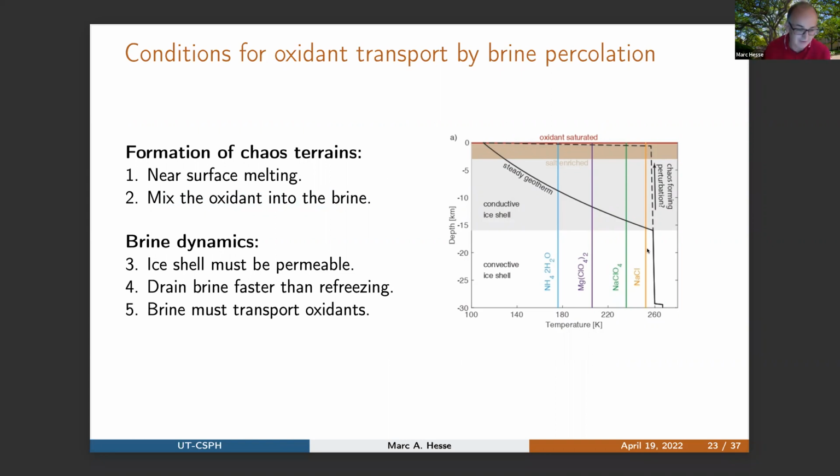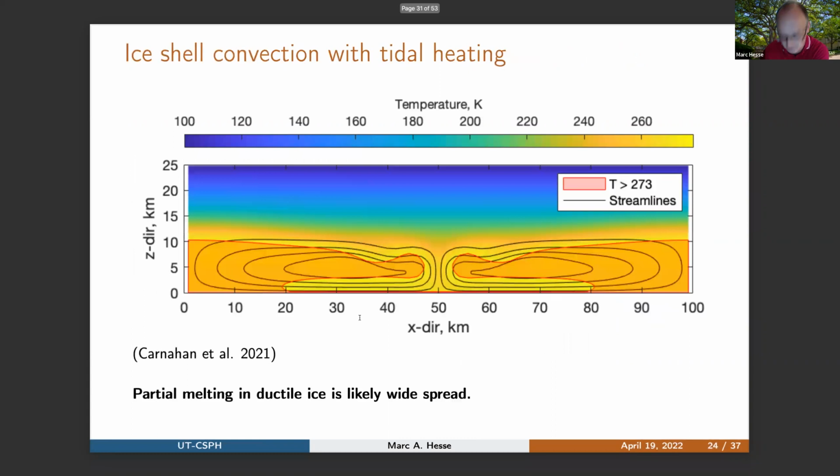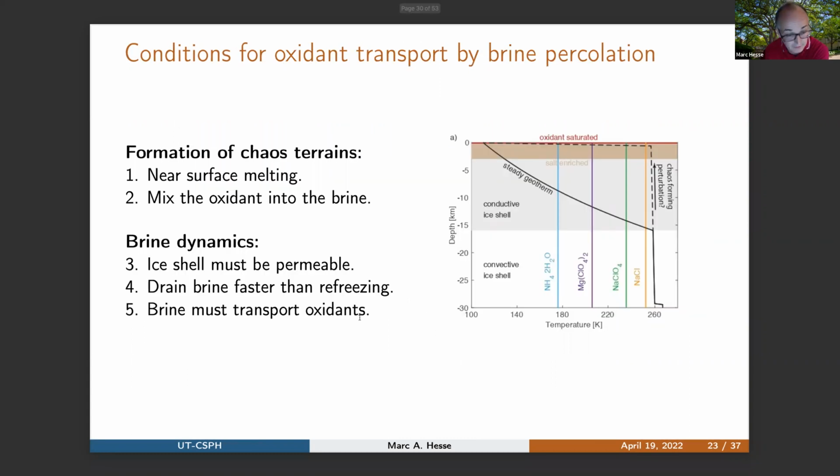And then the second is there's a competition between, assuming that whatever forms the chaos terrain is a transient event, right? So whatever that extra heating is goes away, then there's a competition between refreezing the brine that's formed near the surface and it draining. So that's a competition of two different processes. And the third thing is the brine needs to actually transport the oxidants, and that is not trivially clear because these porosity waves typically are not thought to transport oxidants.